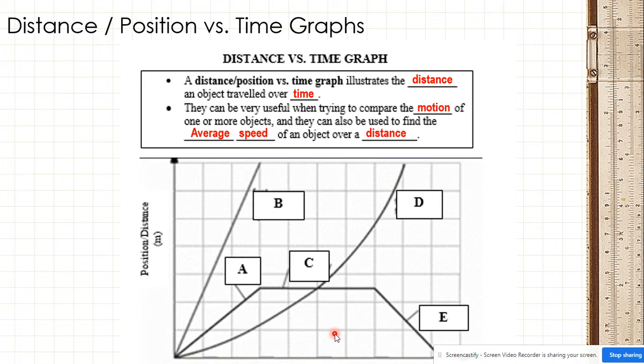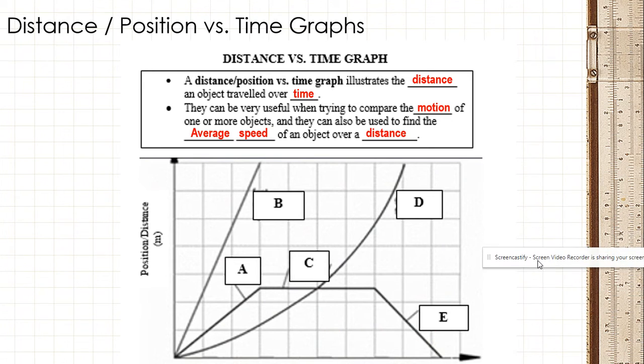So now that we know the different types of lines or slopes that we may see on our distance time and speed time graphs, let's go over a little bit what a distance versus time graph even is. A distance time graph, or position time, you may also see position instead of distance, illustrates the distance an object traveled over time.